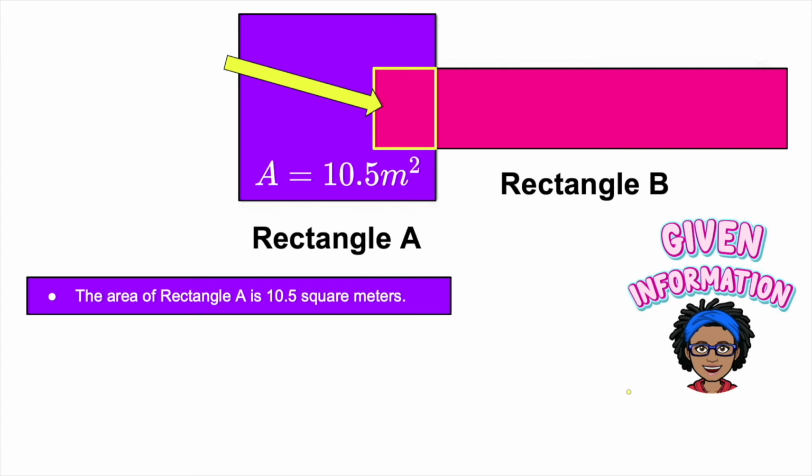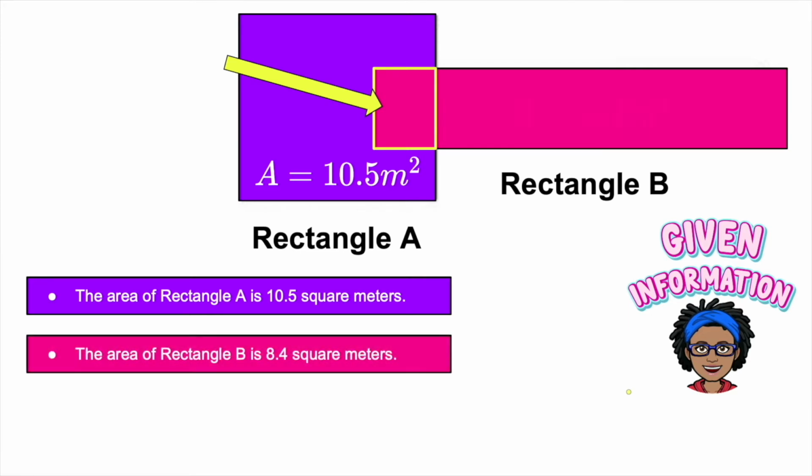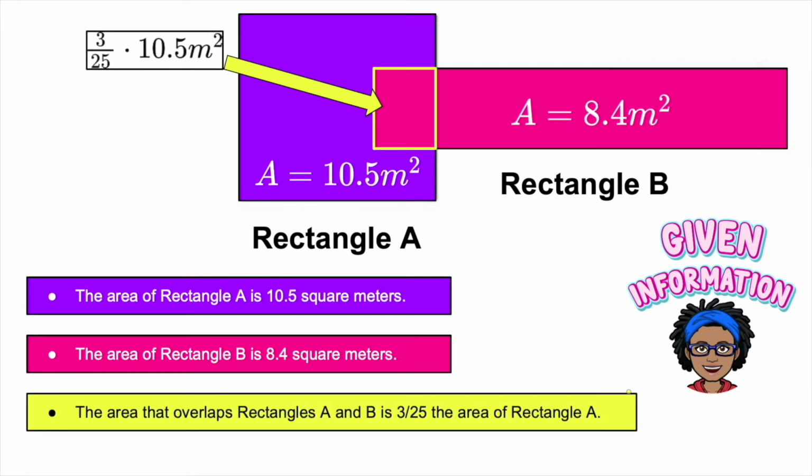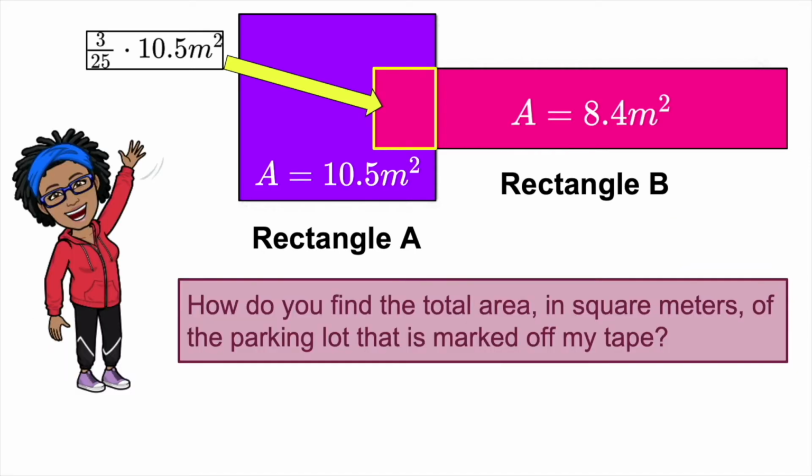Let's look at the given information from the problem. The area of the purple rectangle A is 10.5 square meters. The area of the pink rectangle B is 8 4/10 square meters. And the area that overlaps rectangle A and B is 3/25 the area of rectangle A. That's the yellow rectangle. So how do you suppose we're going to find the total area in square meters that I taped off in the parking lot?